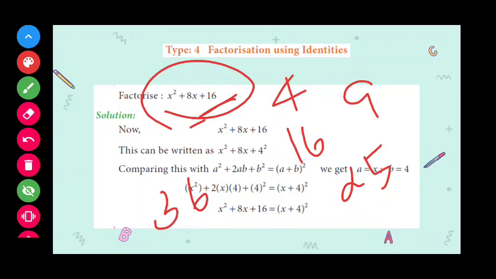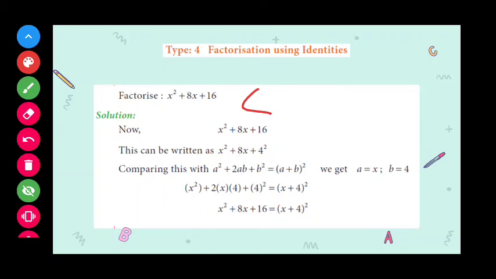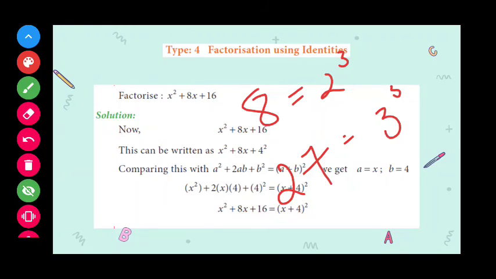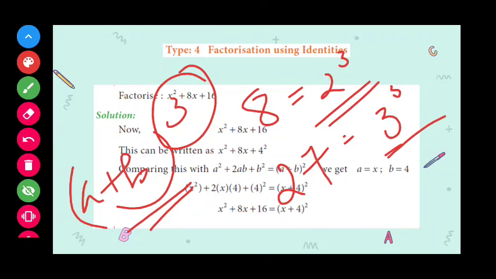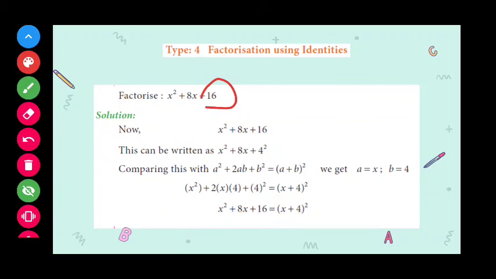In the same way, if cube numbers exist, such as 8, which is nothing but 2 cube, and 27, which is nothing but 3 cube, you should use the a plus b whole cube identity, because cubic identities exist only for cube numbers. Understood? Whereas if perfect square numbers exist, you should use square identities. I hope you all understood these kinds of problems.